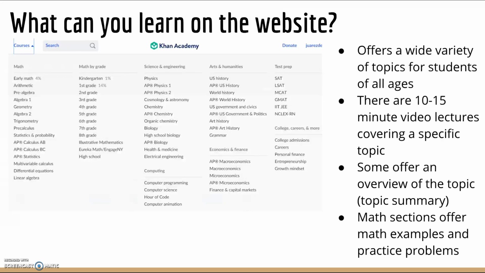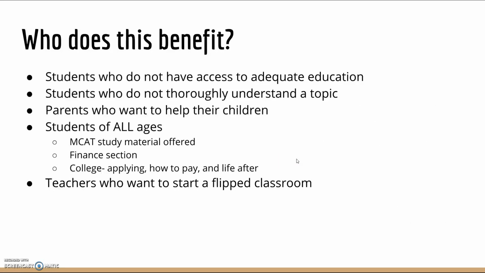Students of all ages, as you saw, there's math by grade, and then we have different history subjects as well as science and engineering. There's also this section I want to point out here, which is college, careers, and more. It's basically college admissions, so how to apply for college, what to do during college, what to do after college, personal finance, so like how to finance a car, credit card debt, and stuff like that. And then especially teachers who want to start a flipped classroom, Khan Academy would be a big way to go because the lectures are all online, and then they also have practice problems, especially for math.